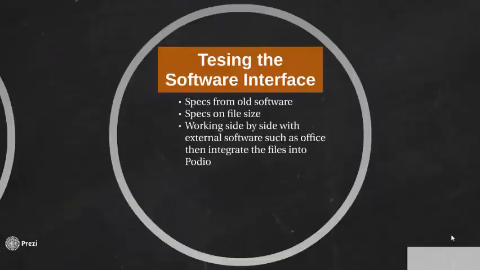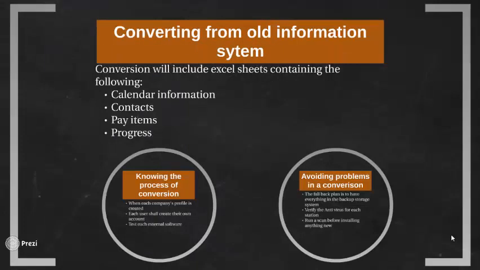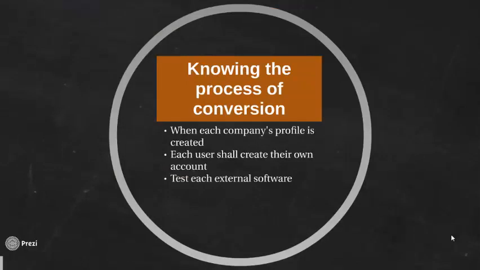Testing the software interface. Testing the software interface integrates the specifications from the old software, the specifications on the file size, and working side by side with external software such as Office, then integrate the files into Podio. Converting from old information system. Conversion will include Excel sheets containing the following: calendar information, contacts, pay items, and progress. Knowing the process of conversion.